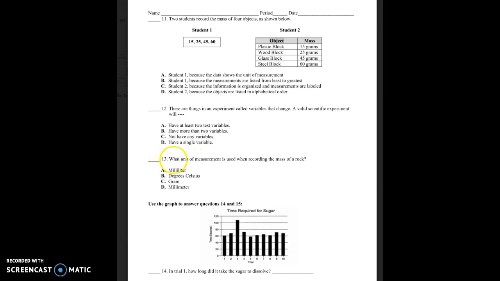Number 13. What unit of measurement is used when recording the mass of a rock? A. Milliliter. B. Degrees Celsius. C. Gram. D. Millimeter.